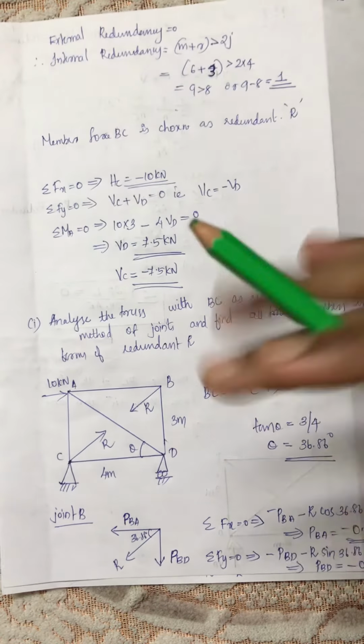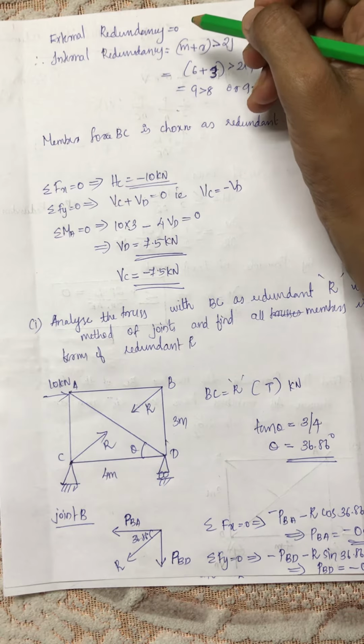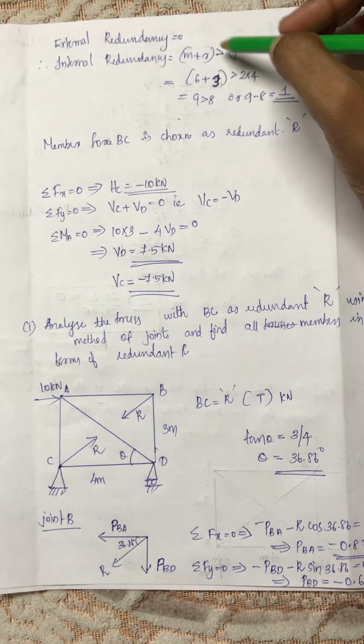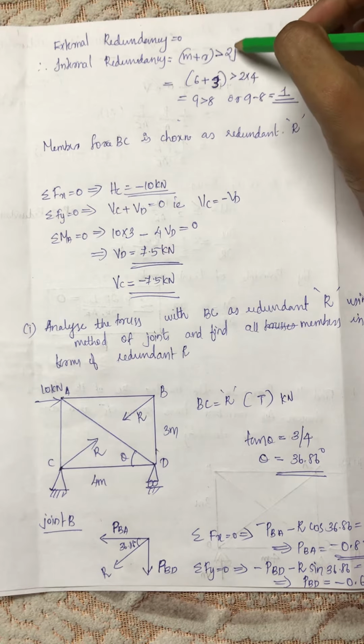Then we know that the external redundancy in this case is 0, so go for the internal redundancy. What's the equation for that? It is m plus r greater than 2j. Just find the terms m plus r and 2j, then take the difference. m plus r is 6 plus 3, and j is the number of joints, which is 4. So 9 greater than 8, the difference is 1, which is the internal indeterminacy or redundancy. So we have to find one redundant for this truss.